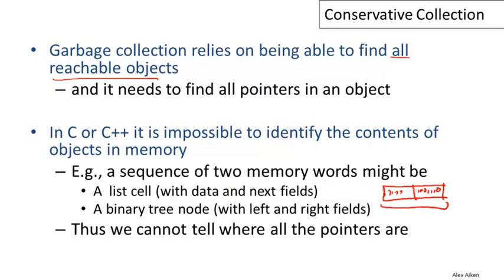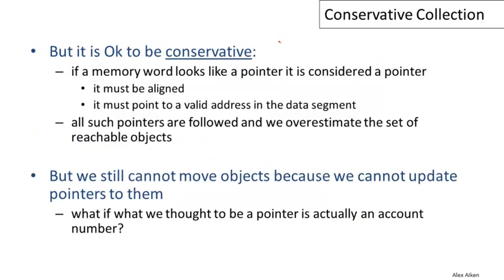It could be that one is a pointer and the other is not in the case of a list cell. So one of these fields is just data, like an integer, and then another one is a pointer. Or it could be something like a binary tree node where both of these words are pointers. And because of this weakness, really, of the C and C++ type systems, we just can't guarantee that we know where all the pointers are.